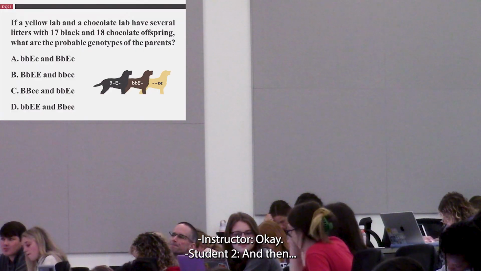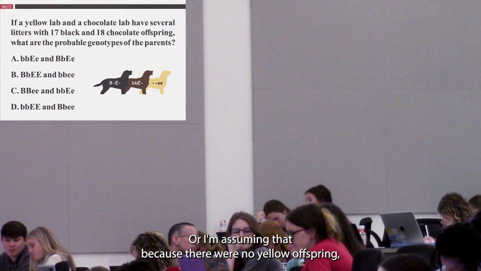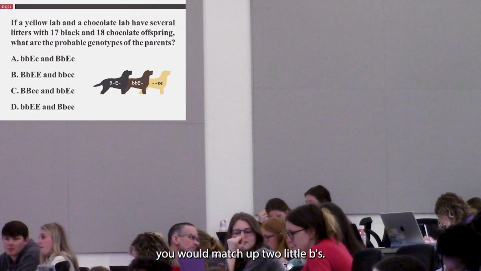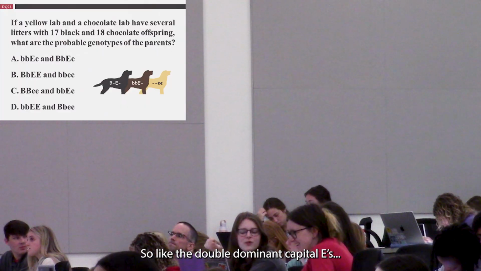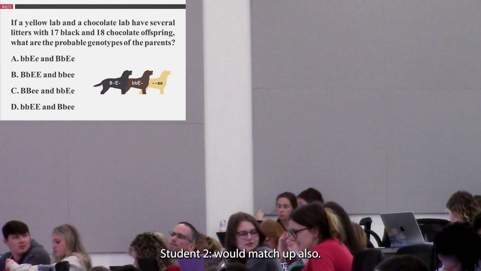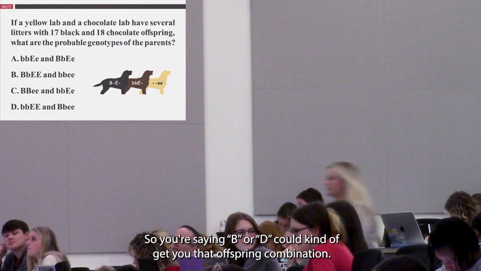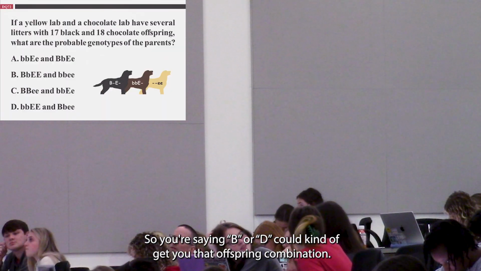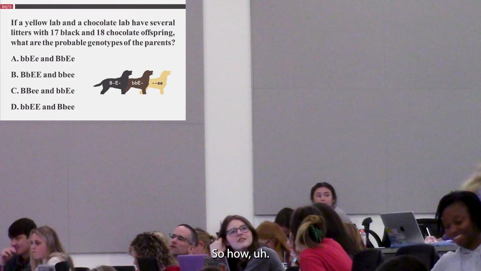And then I'm assuming that because there were no yellow offspring, you wouldn't match up two little b's. So the double dominant capital E's would match up also. Okay. So you're saying B or D could kind of get you that offspring combination? Okay.